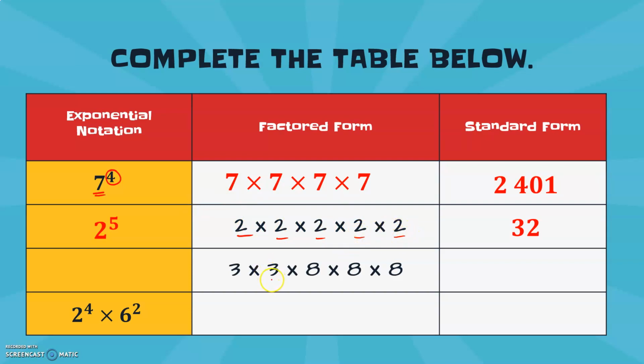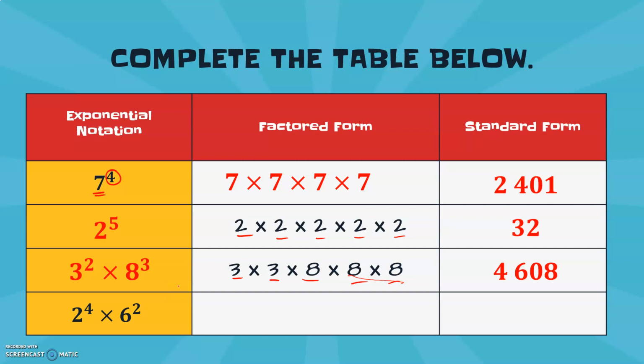Now let's try the third question. We have 3 times 3, so that means we have 2 3's. Then 8 times 8 times 8. We have here 3 8's. So in exponential notation, that is equal to 3 raised to the power of 2 times 8 raised to the power of 3. And if we will simplify it, the standard form is equal to 4608. That is 3 times 3 times 8 times 8 times 8.